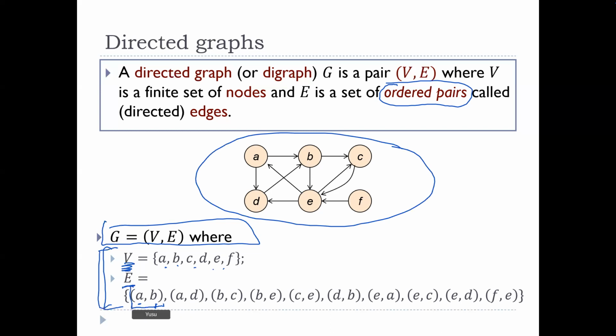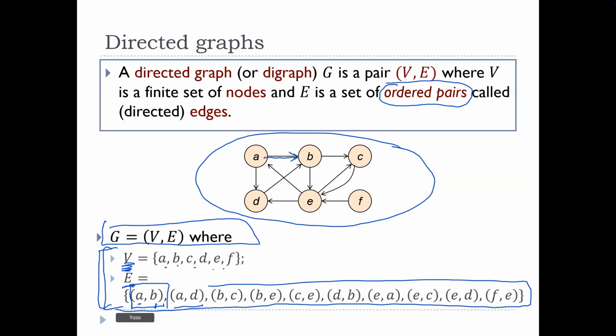So for example, an edge AB means that I have an edge going from A to B. I use this arrow to represent the direction, okay? Because here the edges are ordered pairs, the order matters. So we also have AD going from A to D, B to C, B to E, E to A, E to D, F to E, D to B. And note that interestingly, between C and E, we have both an edge from E to C and an edge from C to E, okay? So what you see here shows the same information as this graph, okay?